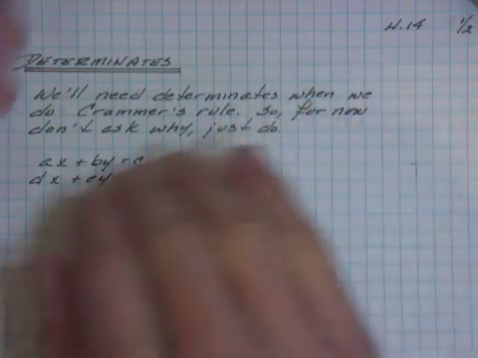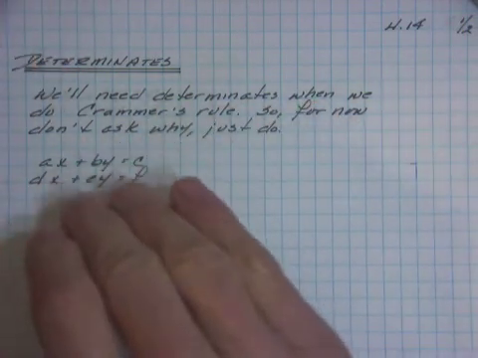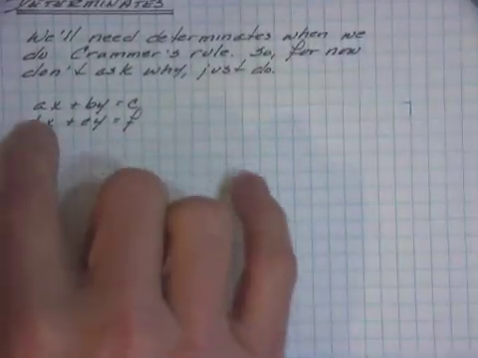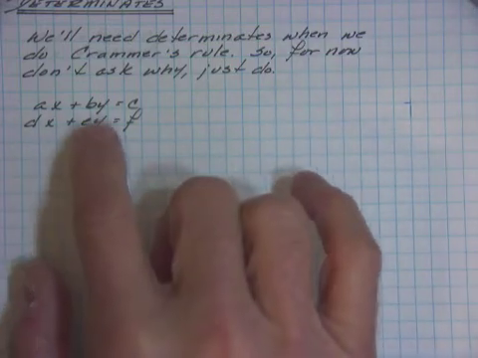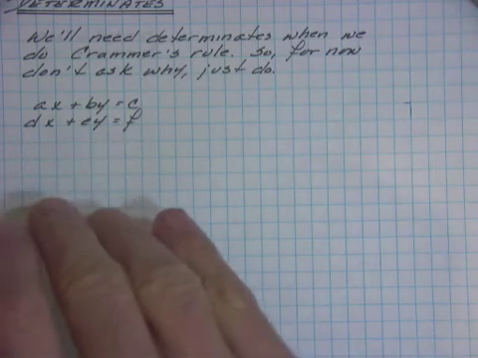So for now, don't ask why you're doing all this. Just go ahead and follow the mathematics of it. Just get familiar with the mechanics, okay? So I've got a very generic system of equations, no numbers. It's ax plus by equals c, dx plus ey equals f, okay?